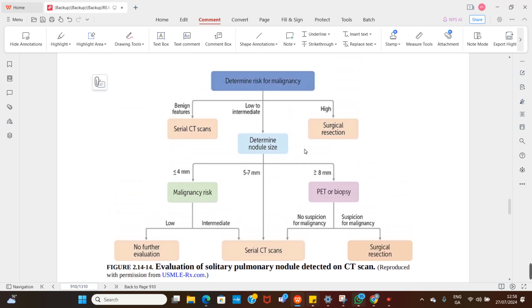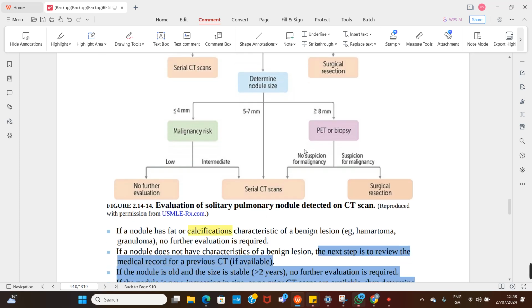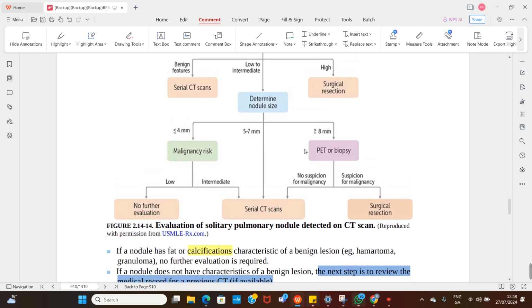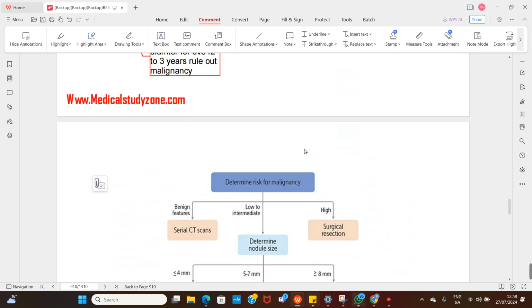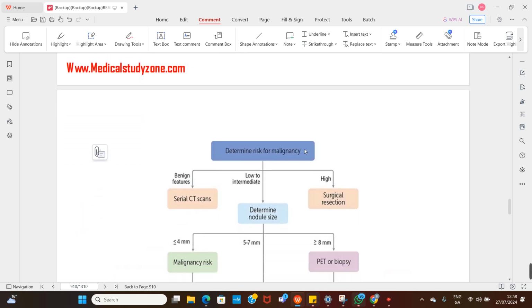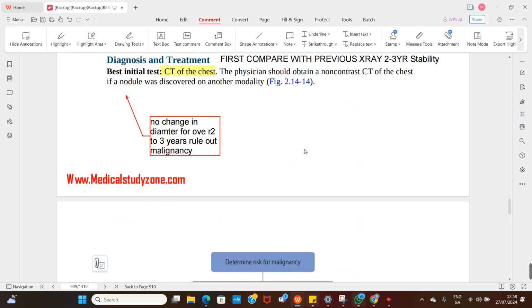Now, if you do your chest CT and you see some popcorn calcification, meaning you are seeing fat plus calcified tissue, like fat with calcium deposits, that's popcorn calcification. It suggests a benign lesion. You do nothing. Popcorn calcification, you do nothing. Now, once you get your CT scan, what are the things you want to look out for?